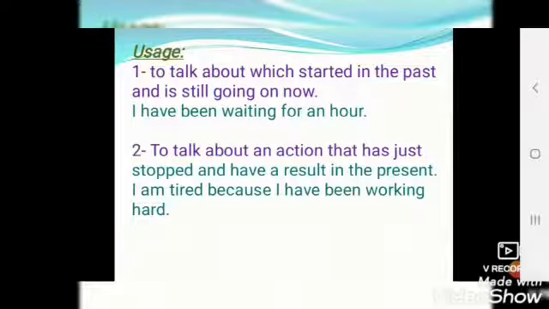And to talk about an action that had just stopped and has a result in the present. Like the example, I am tired. I'm tired now because I have been working hard.